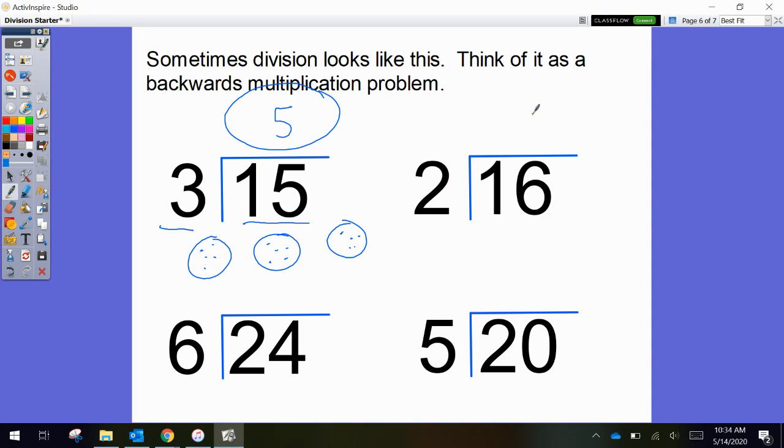What times 2 equals 16? And we know the answer is 8. 8 times 2 equals 16. What times 6 equals 24? 4. What times 5 equals 20? 4. 4 times 5 is 20. So we can solve it almost like a multiplication problem.